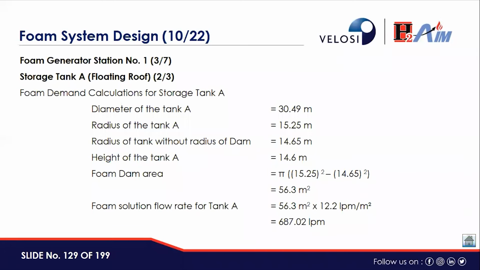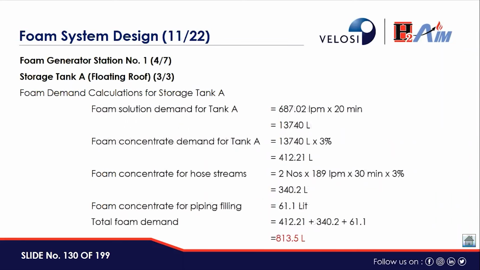And then foam solution flow rate for tank A, area multiplied by 12.2 LPM per meter square, we got 687.02 liter per minute. So this was the foam solution rate for tank A. So foam solution is this into 20 minutes, we came up with 13740 liters. Foam concentrate demand for tank A, liters into 3%, 412.21 liters.